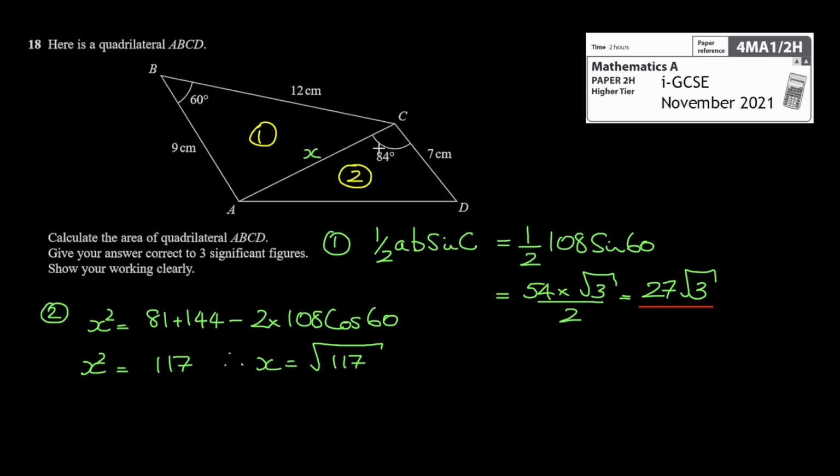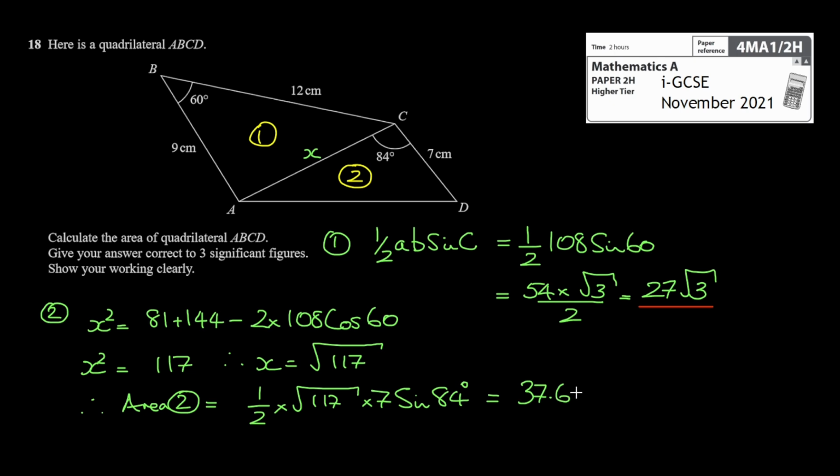Okay, now we can apply the sine area rule to area 2. So therefore I can say area 2 equals half AB sine C. So it's a half multiplied by the square root of 117 multiplied by the 7 and then the sine of 84 degrees. Whack your calculator out and that turns out to be 37.6508 and on it goes. And that's the second important result.